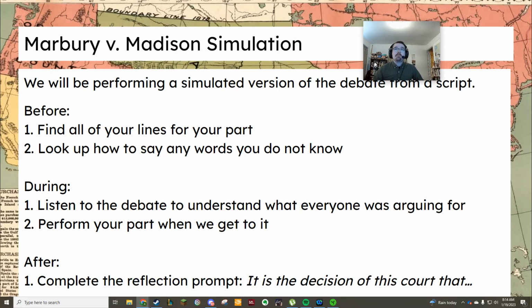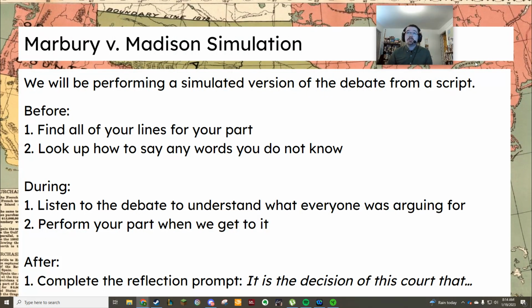So today, you're going to be taking part in the Marbury versus Madison simulation. You're going to be taking on the role of one of these people. You're going to read through this. When you're done doing this, you're going to raise your hand and I'm going to come over and assign you your role. You're going to read through your role, look at all the highlighted lines, and see what you need to say in this case.